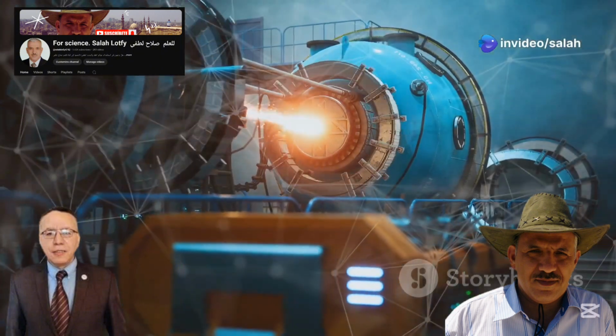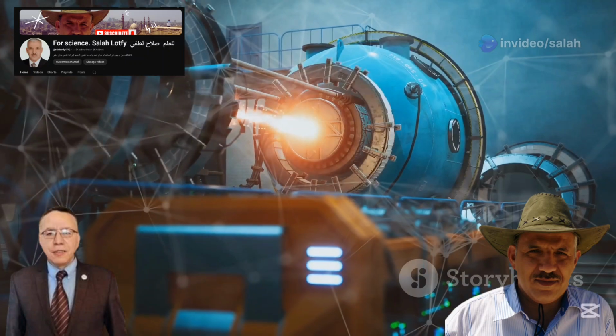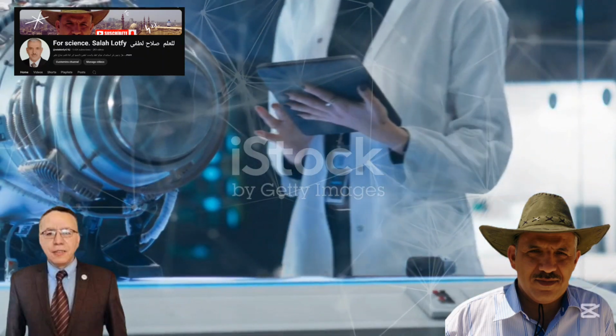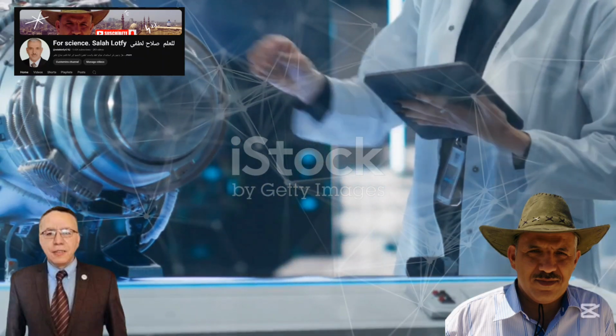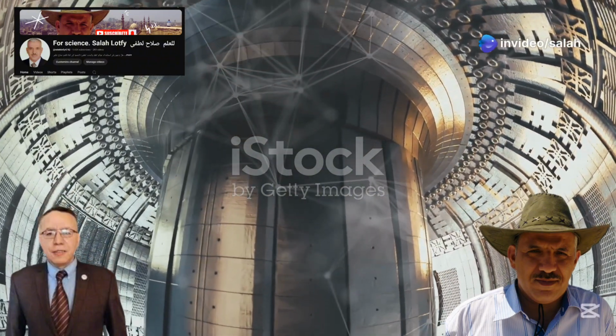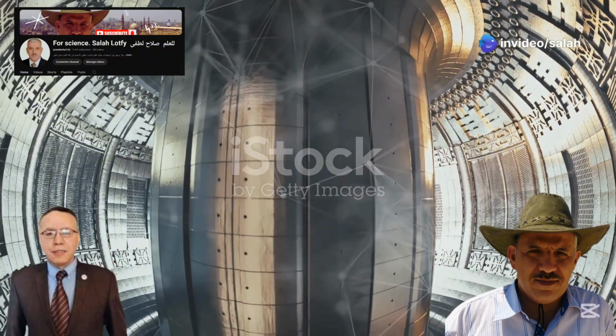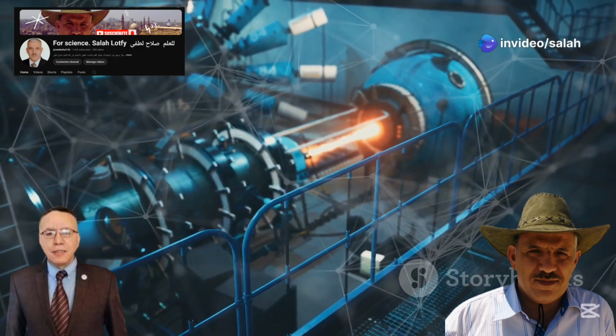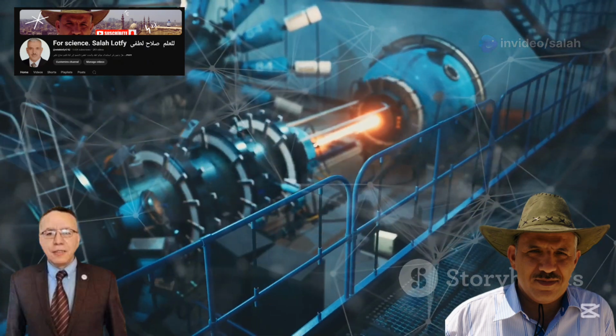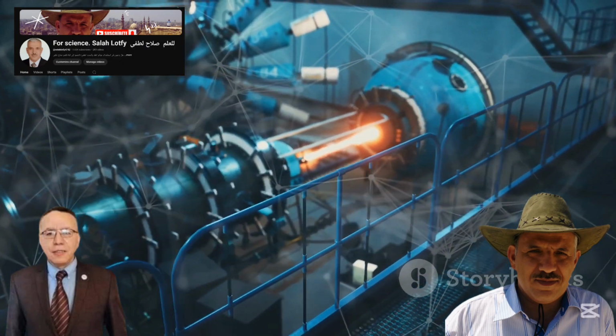Section 8. The future of nuclear innovation and advancement. Nuclear energy is constantly evolving. There are promising advancements. Generation 4 reactors, which are designed to be safer, more efficient, and produce less waste. Small modular reactors, or SMRs, which are smaller, scalable reactors that can be deployed more flexibly.